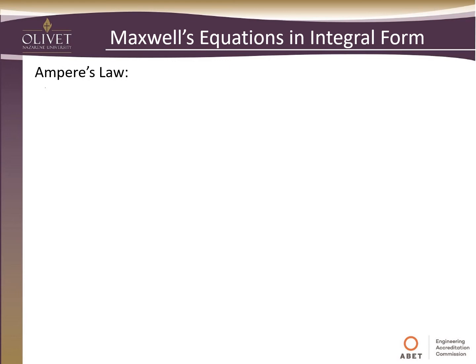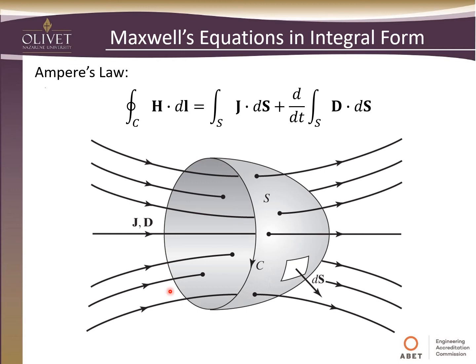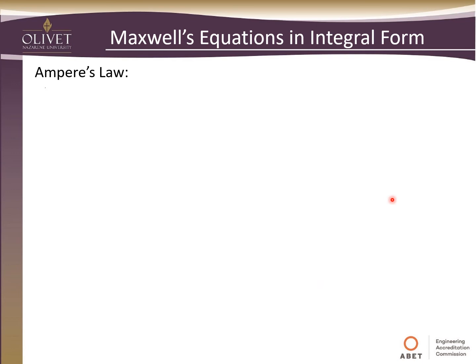Likewise, Ampere's law again tells us that on this contour, if we integrate the magnetic field intensity all the way around, that should equal the total current traveling through this surface that is enclosed by this contour, plus the time derivative of the displacement current traveling through there as well. Again, I want to give these to you in plain English because I want you to start to understand what they're telling us here.